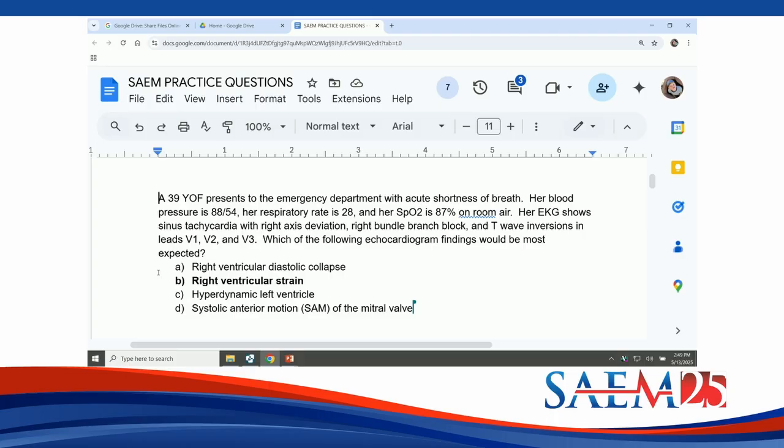Sorry to cut you off. I think seeing that, if you put something like new right bundle branch block or T-wave inversions, those are words that sound like MI. So calling the cath lab suddenly becomes an appealing option, in my opinion.